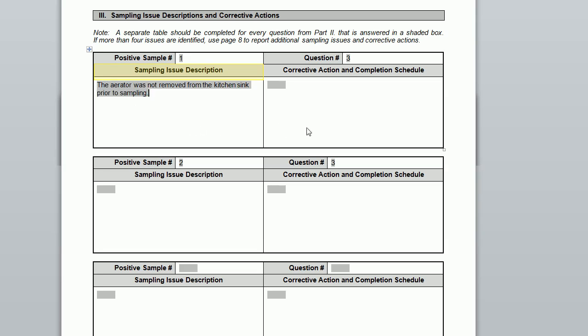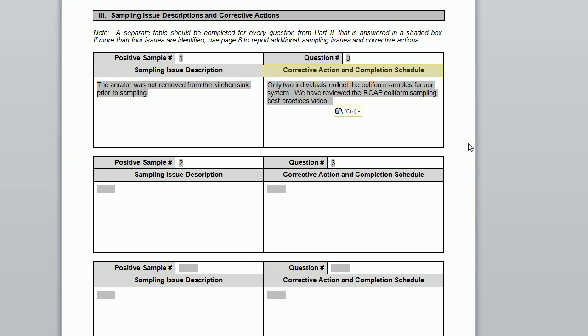The aerator was not removed from the kitchen sink prior to sampling. The next and final box that needs to be completed in this table is the corrective action and completion schedule. In this box, you identify how you are going to correct the sampling issue. You also identify your time frame or schedule for getting it corrected. Let's look at what our example system wrote.